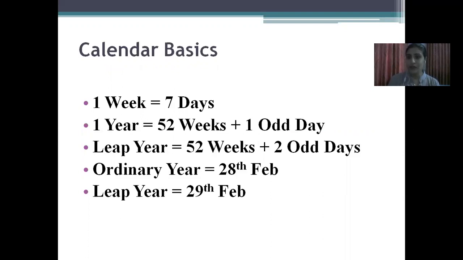Why so? Because in a leap year, in the month of February, we have one extra day. Every year, in the month of February, we have only 28 days, but in a leap year, we have 29 days. That is because a year consists of 365 days and 6 hours extra. This 6 hours extra becomes, in 4 years, 6 into 4, 24 hours, which make one day. So in a leap year, February has 29 days.